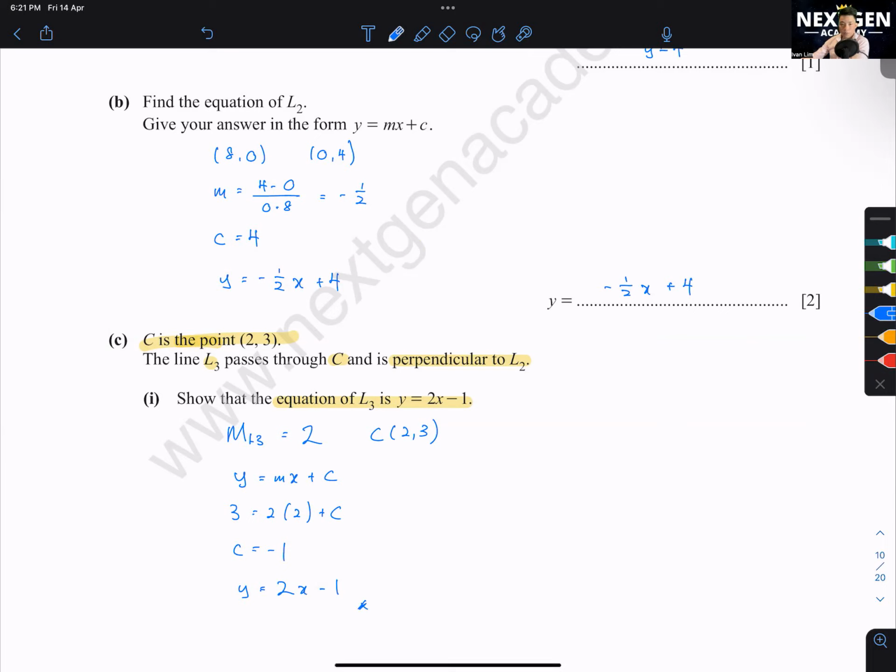Is it okay if you use m1 times m2 equals -1? Can also. It's the same thing, right? I'm actually using the same equation, just that I never show the step. So if you want to write it as m1 times m2 equals -1, then -1 over 2 times m2 equals -1, m2 equals -1 times -2 equals +2. Also can. Same thing.